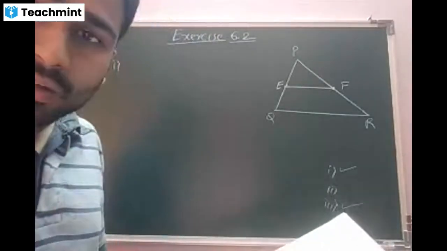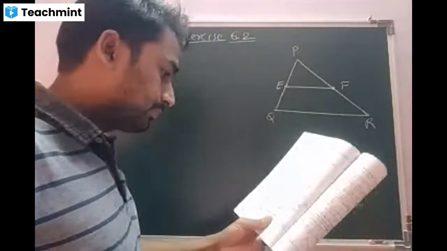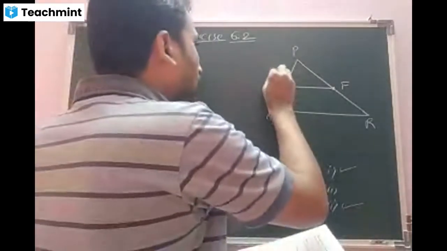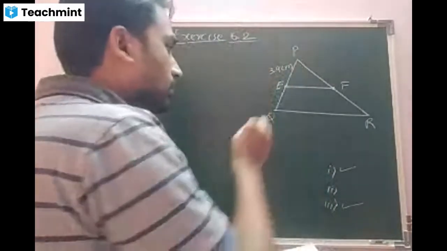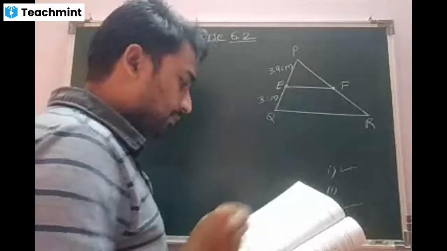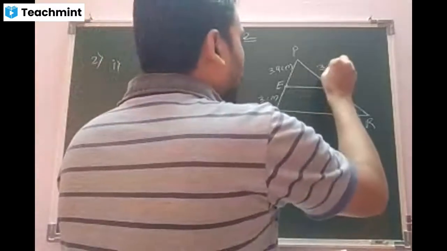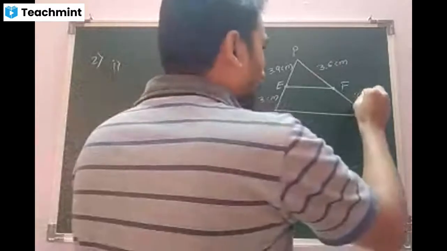Now the first one. Look at the measurements. Anusha, read the measurements, beta. PE is equal to 3.9 centimeter. EQ is equal to 3 centimeter. PF is equal to 3.6 centimeter, and FR is equal to 2.4 centimeter.